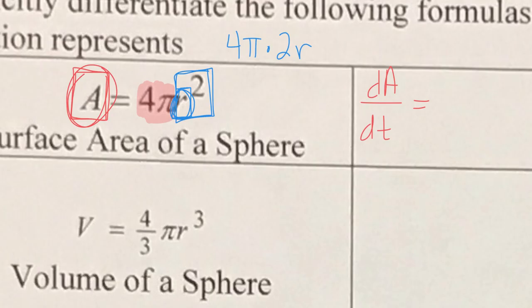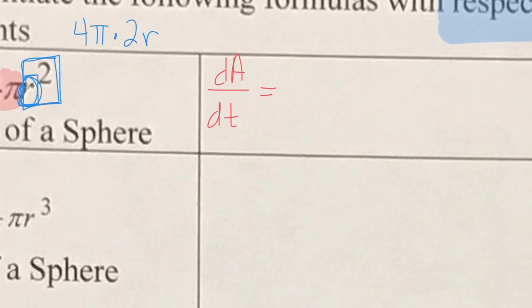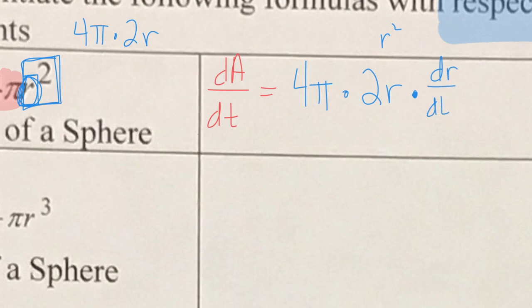Okay, let's not simplify that first. 4 pi is your constant, so that stays, times the derivative of r squared, which is 2r. But anytime we have a variable, we have to add in our derivative with respect to time. So this one is how the area is changing with respect to time, and this one is how the radius is changing with respect to time, right? The rate of change of each of these things.